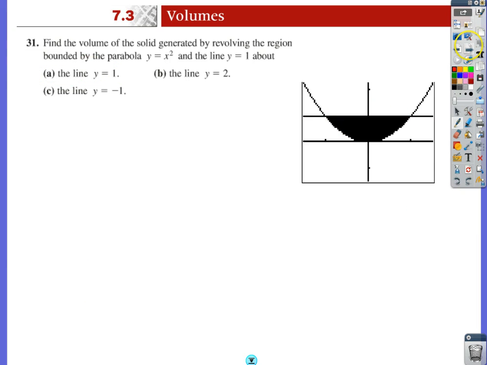Next, we're going to do part B. So this time we're going to rotate around the line y equals 2. So the y equals 2, that's up here. Here's my line y equals 2. And we'll see you on the flip side.